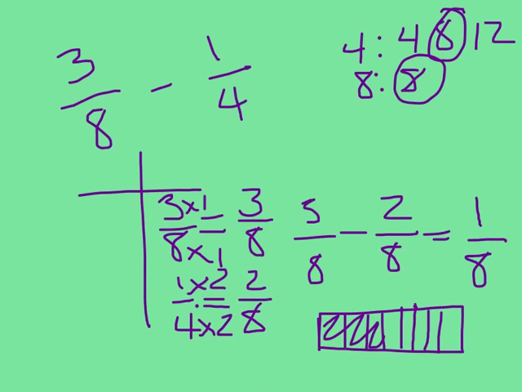So if I had 3 and took 2 away, I'd have 1 left out of 8. My denominator stays the same because I did not change the number of pieces each whole was cut into.